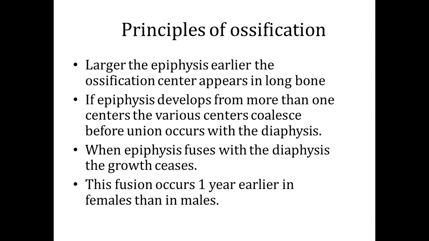Continuation of principles of ossification. The larger the epiphysis, the earlier the ossification center appears in a long bone. If the epiphysis develops from more than one center, the various centers coalesce before union occurs with the diaphysis. When the epiphysis fuses with the diaphysis, growth ceases. This fusion occurs 1 year earlier in females than in males.